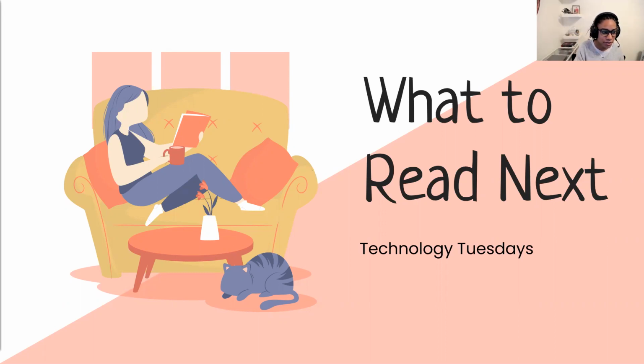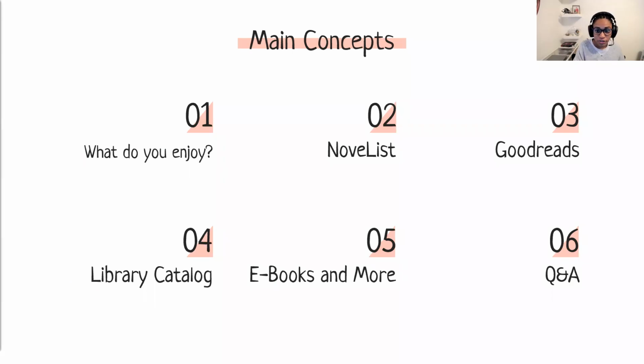All right, go on ahead. So a lot of the presentation today is actually going to be demonstration. So we'll jump in with the concepts we'll be covering for today. First off, we're going to talk about what do you enjoy reading, of course. And then we'll do demonstrations in Novelist, Goodreads, the library catalog, and then we'll just briefly touch on how we can browse and find out what to read next on some of the ebook and other electronic resources the library offers.